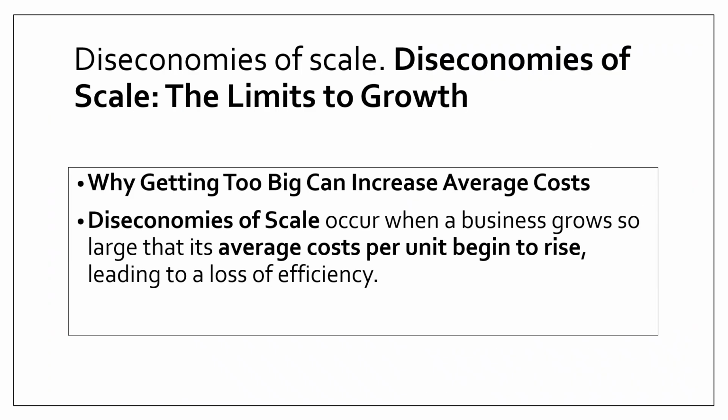What are diseconomies of scale? Diseconomies of scale is the limits to growth. Why getting too big can increase average cost. Diseconomies of scale occur when a business grows so large that its average cost per unit begins to rise, leading to a loss of efficiency.